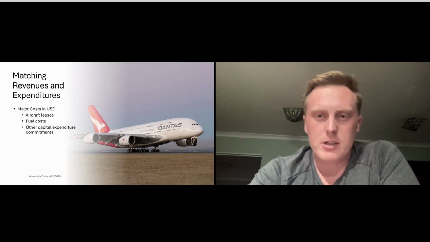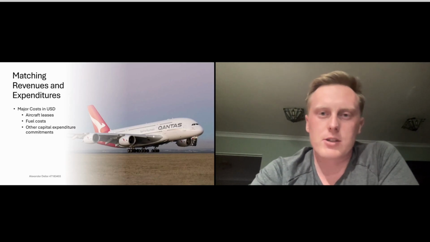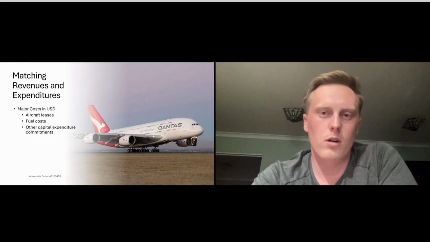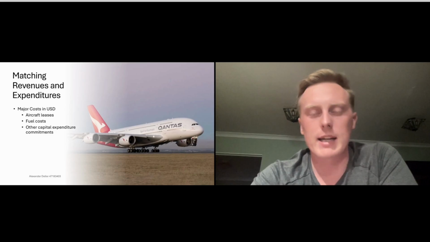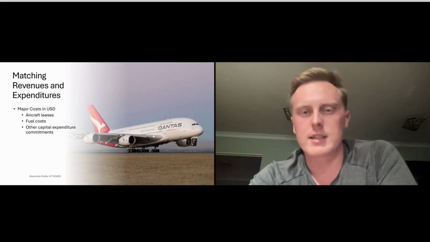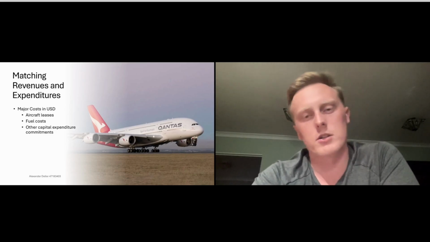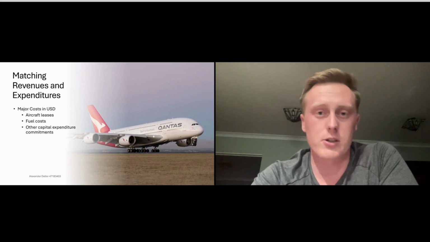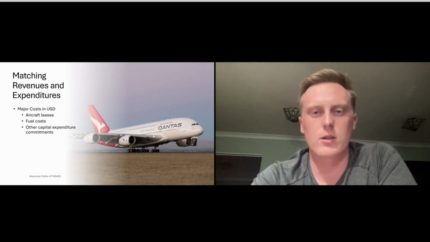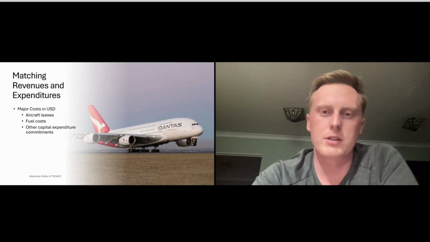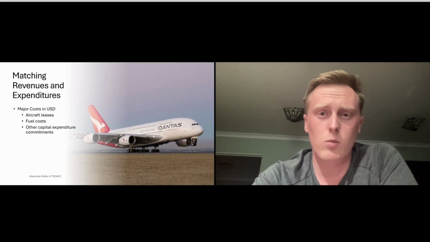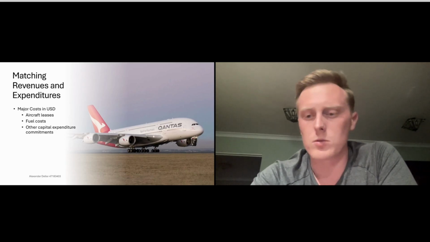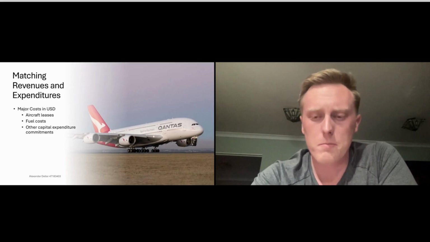Thirdly, matching revenues and expenditures. It is important to match revenue and expenditures because if you have a pool of revenue already in one currency that your expenditures are mainly in, you don't have to risk foreign exchange movements in transferring currency across. So Qantas has its major costs in USD and also has high liquidity in the US dollar because of its operations in the US. Its major costs in USD are wet aircraft leases, fuel costs, and other capital expenditure commitments. These are all listed in its financial year 2024 report.